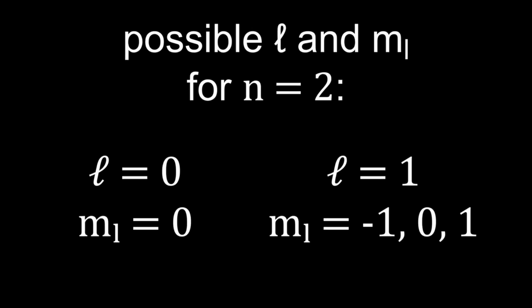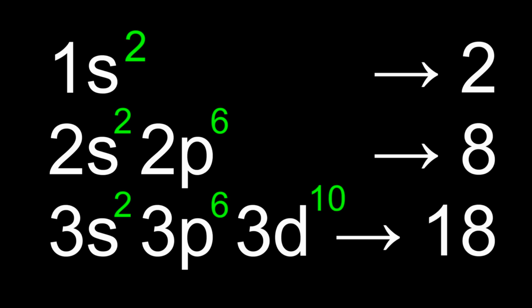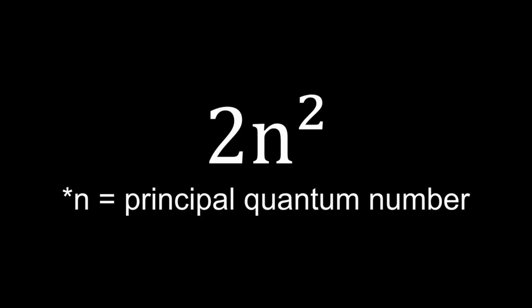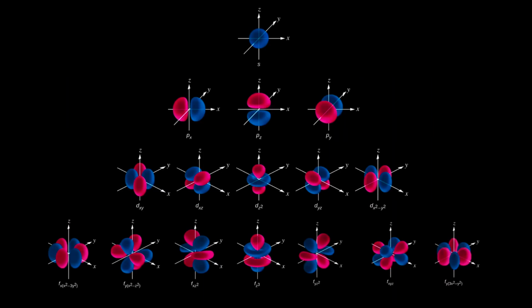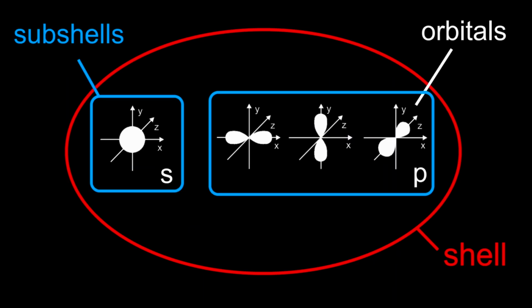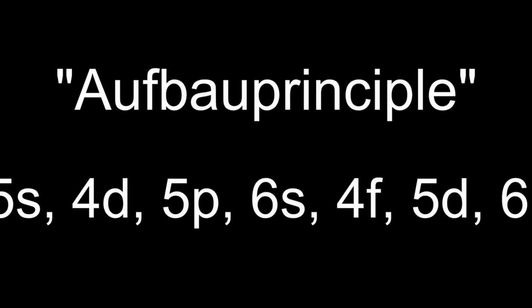have an s subshell, the second can have an s and a p subshell, and so on. This means that the first shell can hold a total of 2 electrons, the second can hold 8, the third can hold 18, and generally the number of electrons a shell can hold follows the rule 2n², with n being the principal quantum number. The principal quantum number, and therefore the total number of shells, increases from top to bottom in the periodic table from 1 to 7. Every element has a different number of electrons that fill up these orbitals, and the different subshells and orbitals are filled in a specific order called the Aufbau principle.